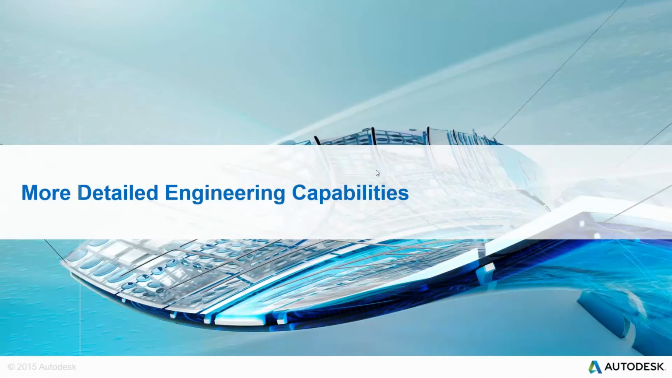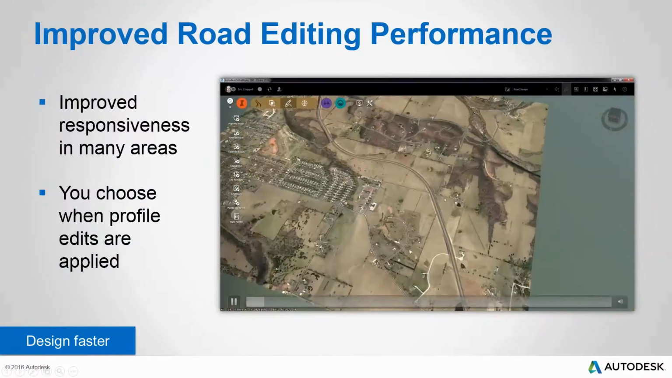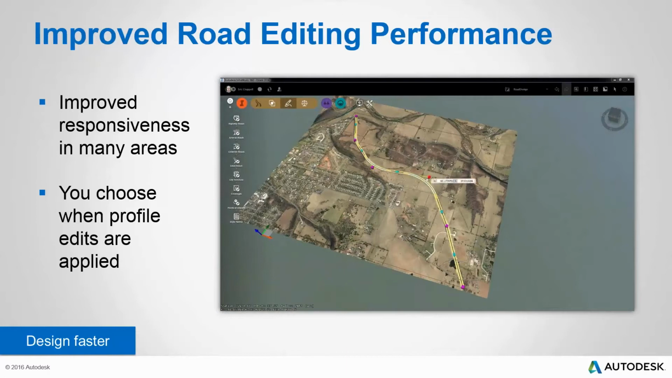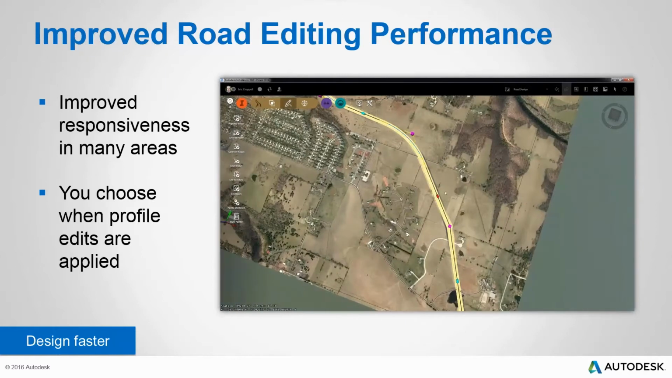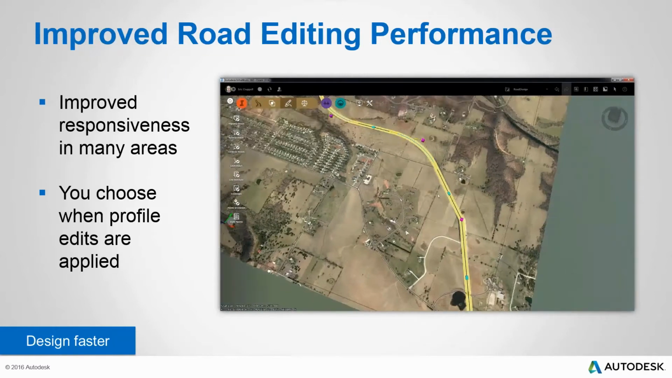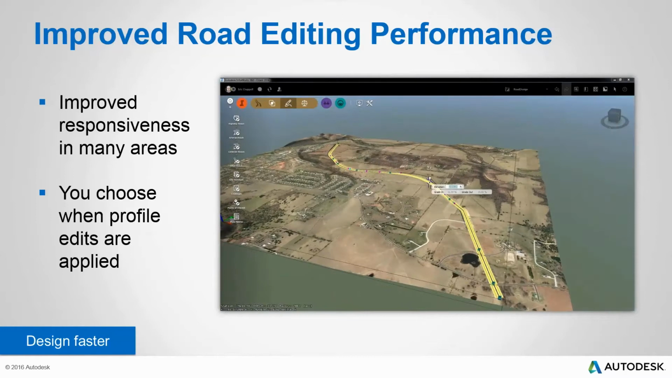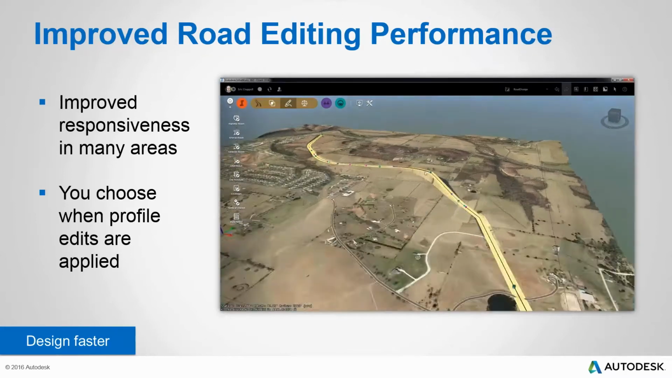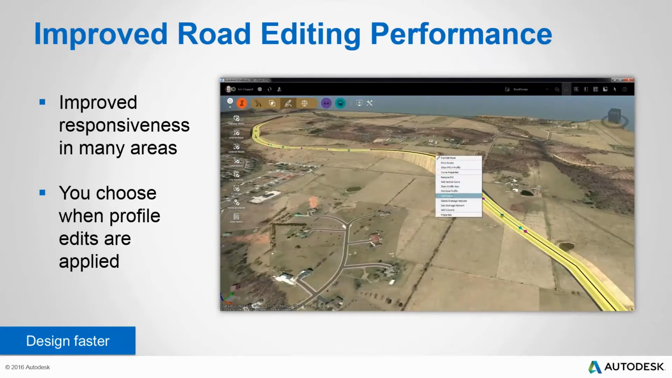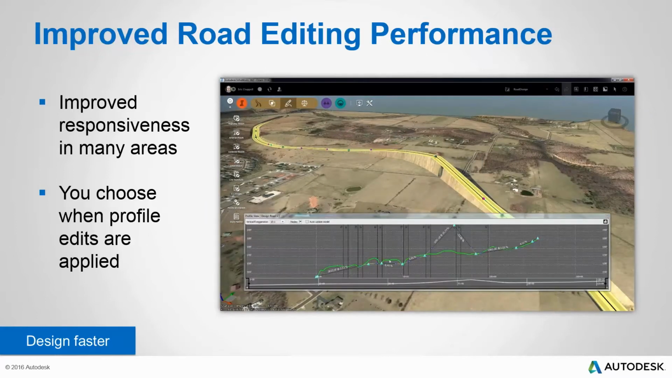So that takes us into more detailed engineering capabilities. As you're going to see as we go on here, this just keeps getting better and better. First, you'll notice with this new release that you're just going to see improved responsiveness with roadway design. Things will just happen more quickly. And then on top of that, we've updated the way that profile edits are applied or committed to the model. The way it works is while you're in the profile window, you can make as many changes as you want, but they won't be committed to the model until you move your cursor into the model area. And I'll demonstrate this for you as well.